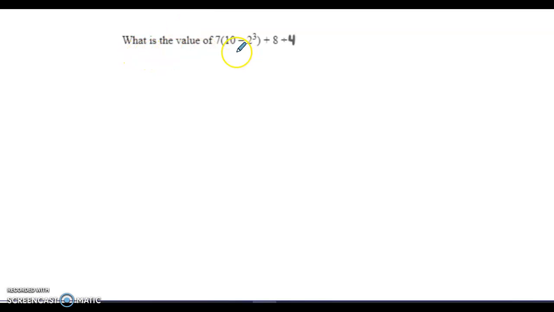For this one, what is the value of all of this? So I'm going to show you the order of operations, but then I will also show you the calculator. Order of operations says take care of parentheses first. And inside the parentheses, we have an exponent. So we're going to do that very first. 2 to the third power means you're multiplying it 3 times. 2 times 2 is 4. 4 times 2 is 8.